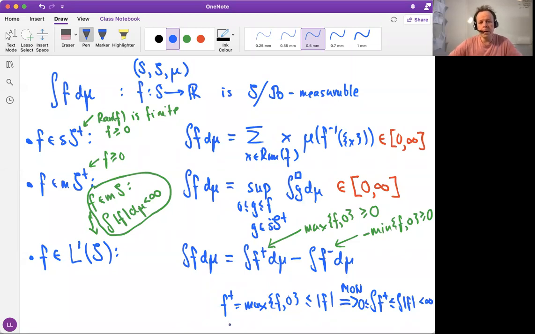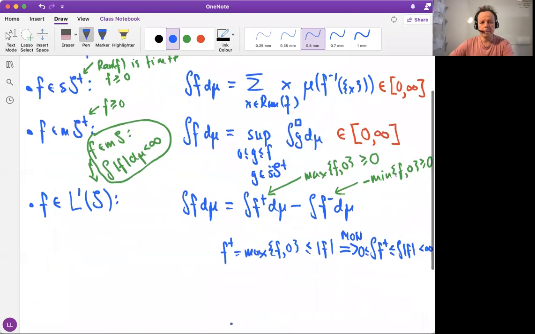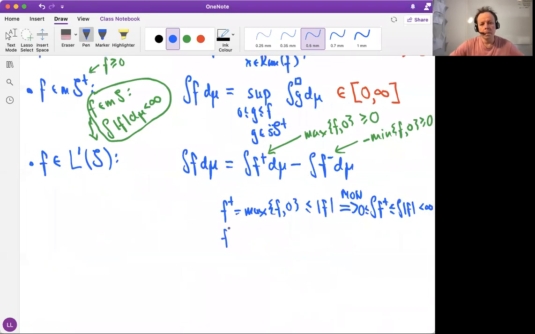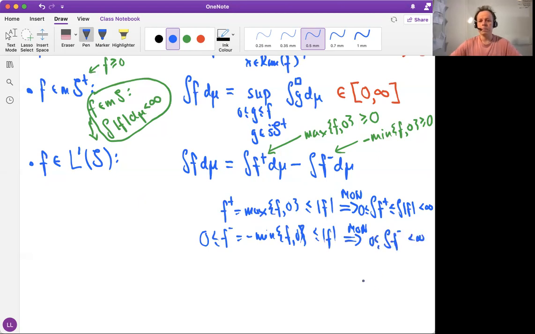The same is true for f minus. If you look at f minus, in the same way, this is at most the absolute value of f. And again, the monotonicity implies that it is bounded by a finite number. So we get the same conclusion that also the integral of f minus is a finite, non-negative number.